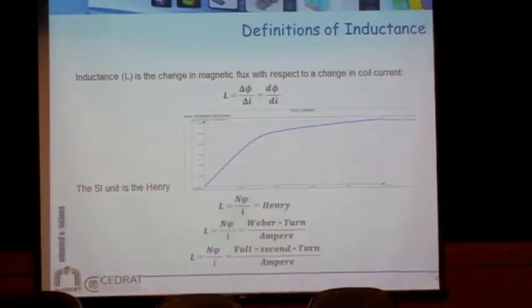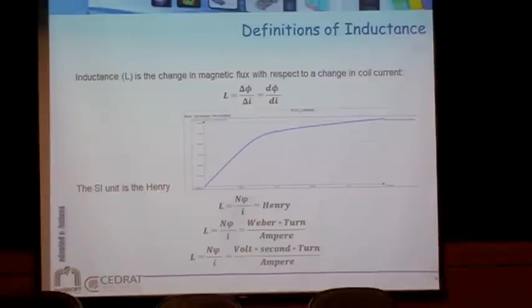Inductance is actually the rate of change of the magnetic flux with respect to a change of current in the coil. It means if I add a little current, the inductance will allow it to change into flux. So we can get this as basically the flux divided by the current, or better, because it's a rate of change, it's basically the derivative of the flux with respect to the current. I think this is the best definition of inductance.